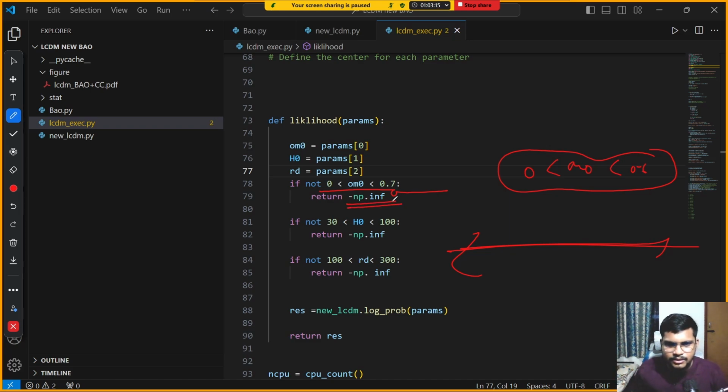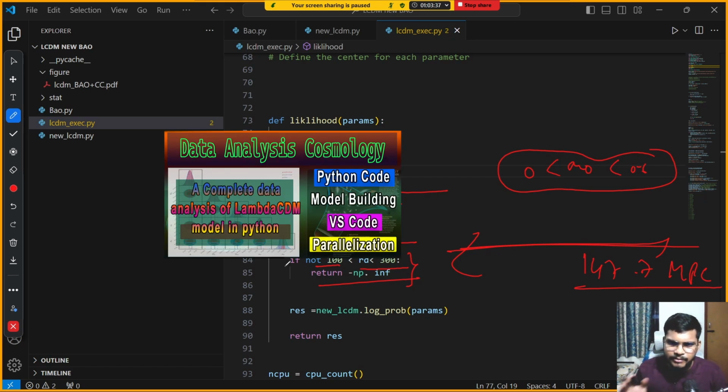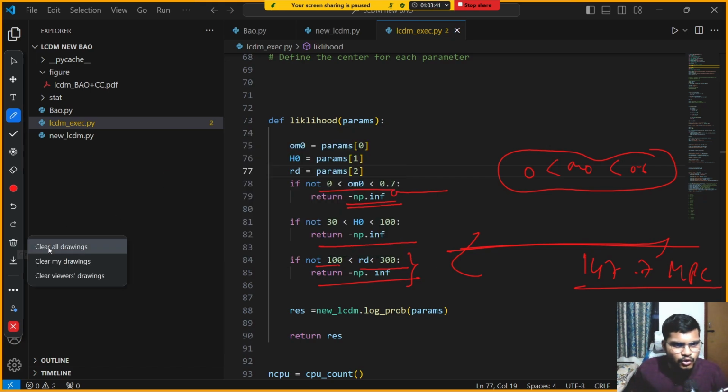Just discard that point. Similarly, this guy and similarly this guy, RD has to be 100 to 300 because CMB also tells that RD is about 147.7 megaparsec. This is the distance, so that's why I'm varying it 100 to 300. You can vary it 100 to 1000, 2000, no matter what. But it will again come back to this one, because I explained in my previous video what the meaning of data analysis is. You can see that video if you don't know.